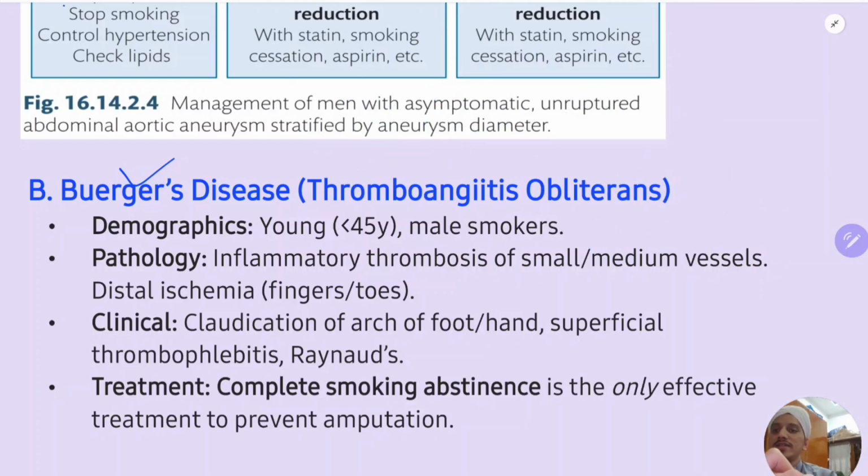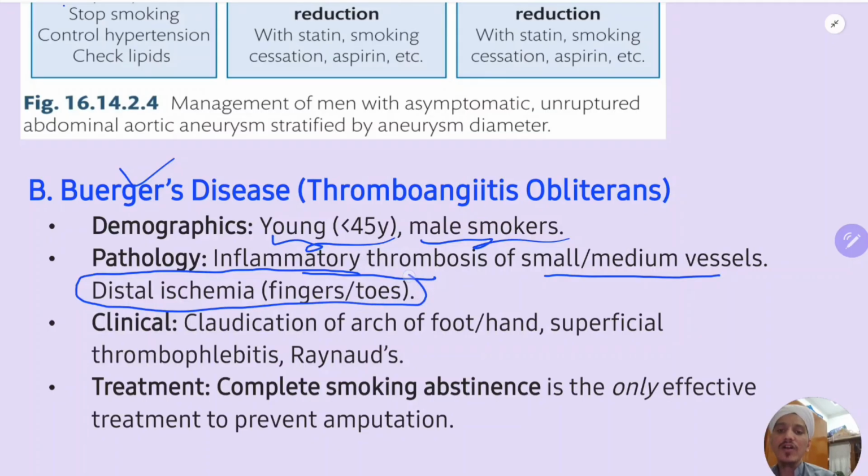This is seen in young patients less than 45 years of age, and they are male smokers. Pathology: there is inflammatory thrombosis of small and medium vessels. So that means the ischemia is present on the distal side. It involves fingers and toes. So upper limb fingers, lower limb toes. This should be differentiated from peripheral arterial disease of type 2 diabetes and CKD patients, because they will also have this kind of presentation. But there the patients are not young, they will be aged more than 50 years, 55 years, like that.